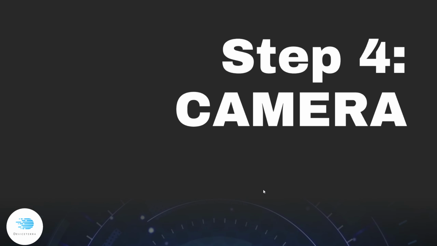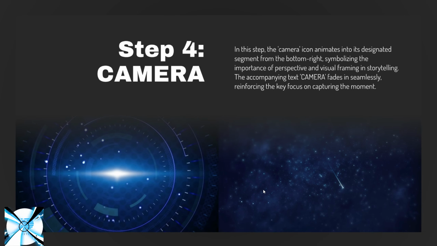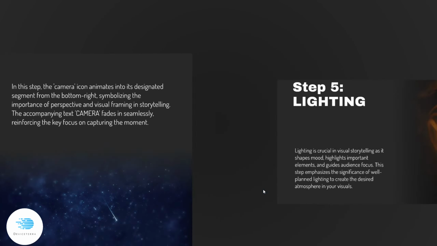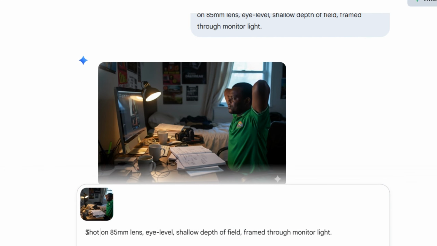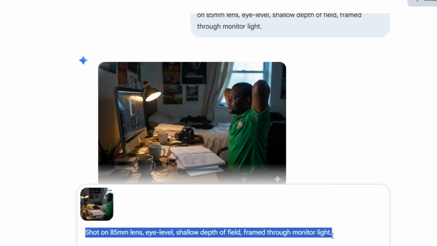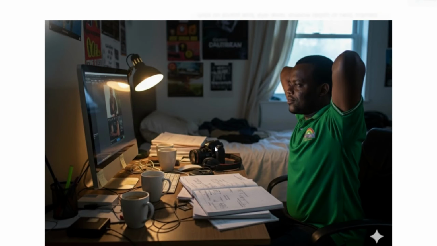Step 4. Camera, your creative eye. Camera directions will always separate creators from copycats. Don't just say portrait photo. Guide it like a director. Say something like, shot on a 50mm lens, eye level, shallow depth of field, framed through monitor light. Now it feels cinematic, like a still from a real documentary of your life. That is not an AI-generated image. That is storytelling through perspective.